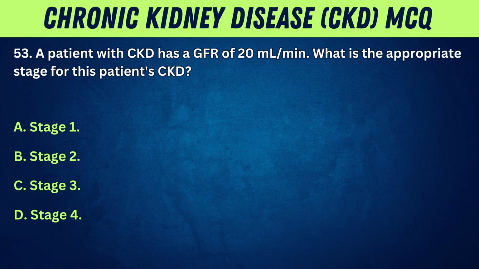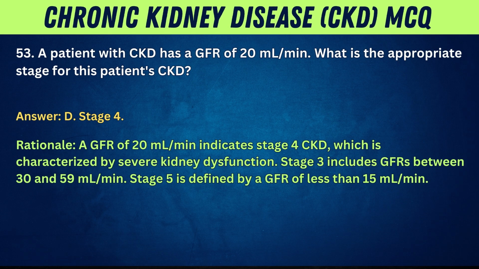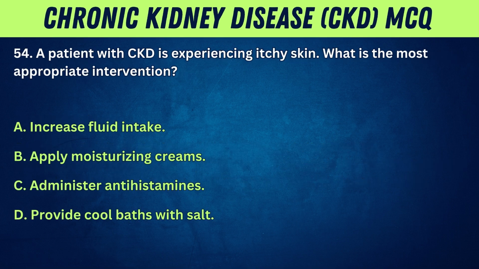A. Stage 1. B. Stage 2. C. Stage 3. D. Stage 4. Answer: D. Stage 4. Rationale: a GFR of 20 milliliters per minute indicates stage 4 CKD, which is characterized by severe kidney dysfunction. Stage 3 includes GFRs between 30 and 59 milliliters per minute. Stage 5 is defined by a GFR of less than 15 milliliters per minute.